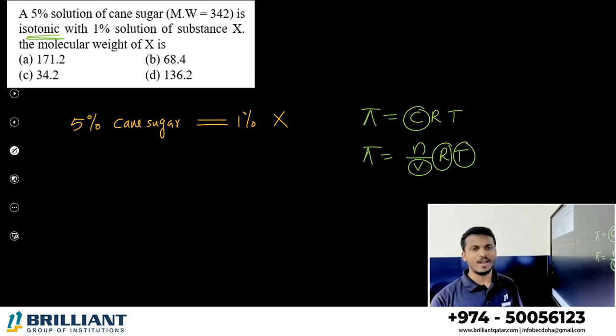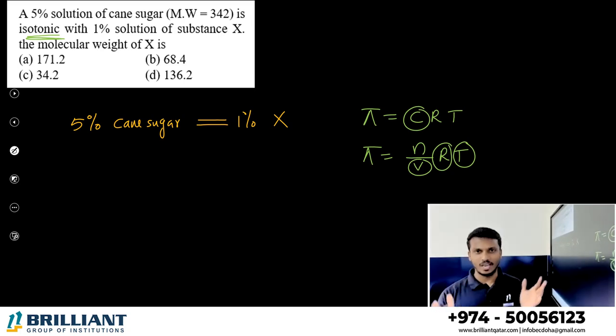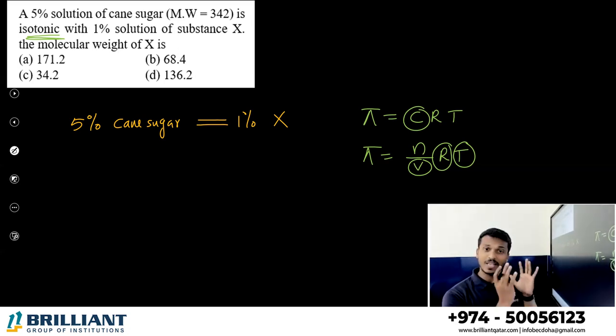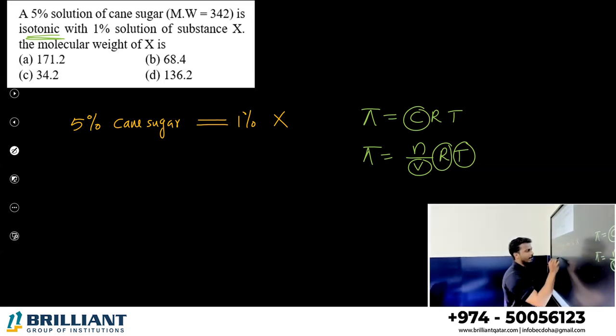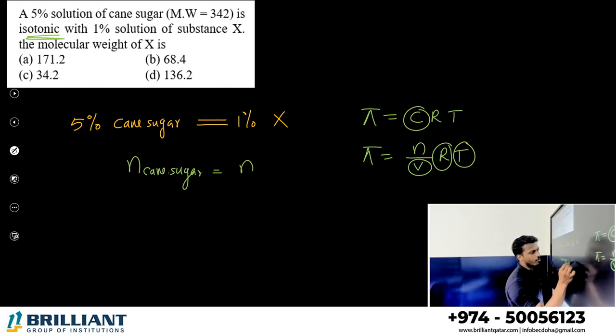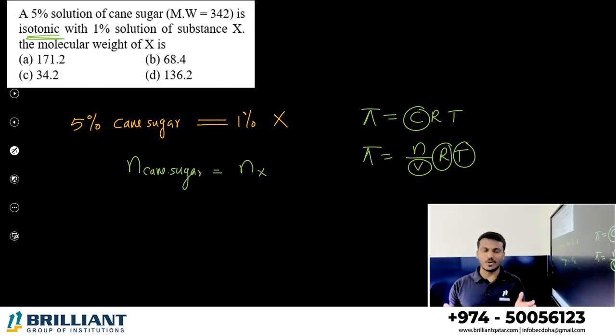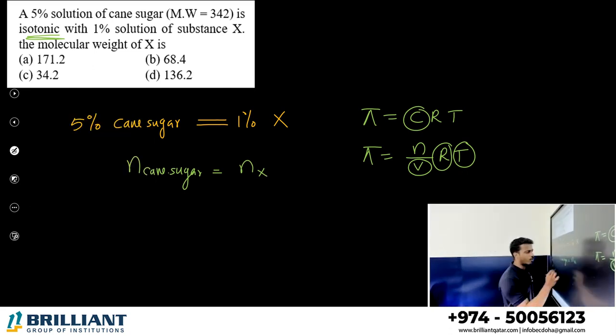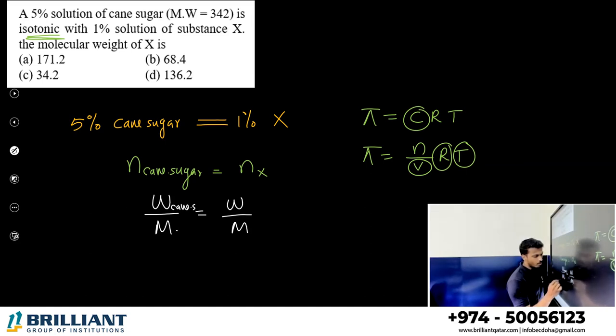Because the solutes are different, for an isotonic solution, if you want to calculate the molecular mass, you can equate their number of moles, because the only variable for a different solute is the number of moles. So the number of moles of cane sugar is equal to the number of moles of the component X. How to calculate number of moles? Given mass by molar mass. Here also, given mass by molar mass. Given mass of cane sugar, molar mass of cane sugar.